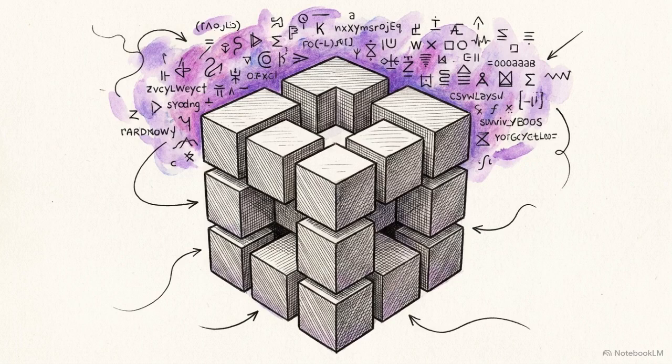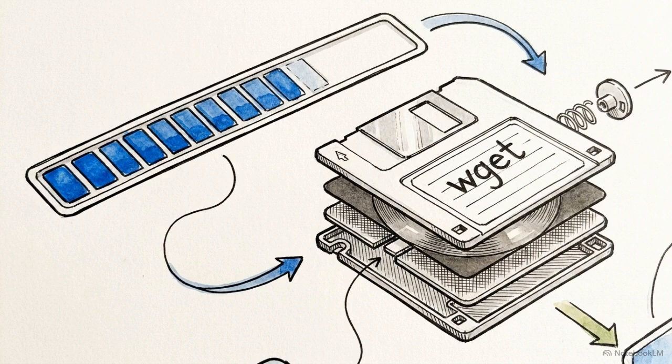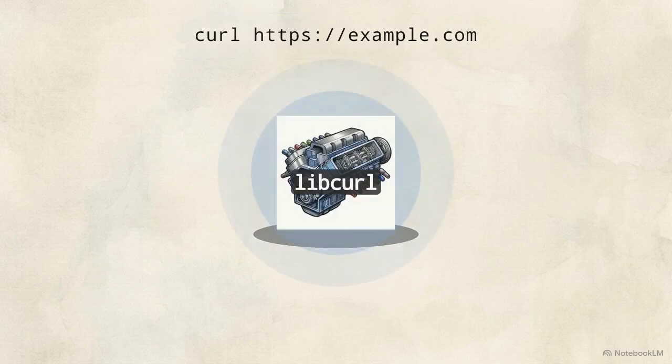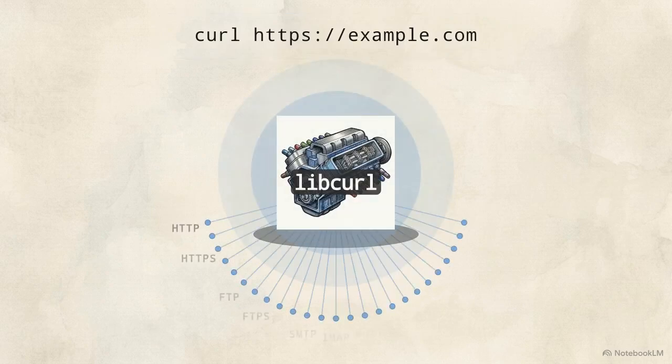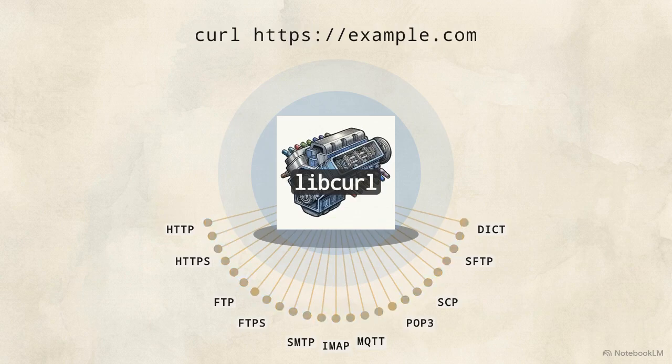Despite its ubiquity, developers often treat curl as a black box for generating magic strings, or mistakenly view it as a simple file downloader in the vein of wget. That view ignores its actual architecture. The curl command line interface is a thin, transparent wrapper. Below it sits the true engine, a library called libcurl, built to handle over 25 distinct network protocols.